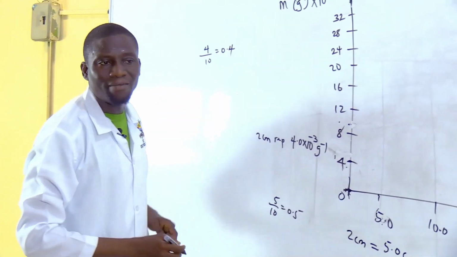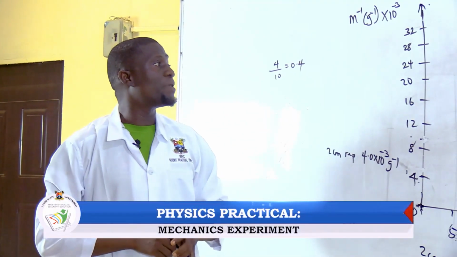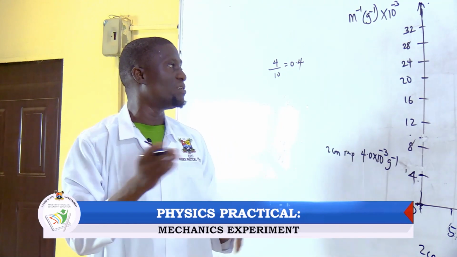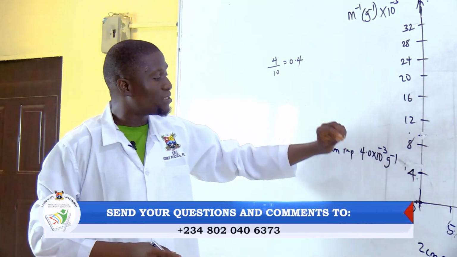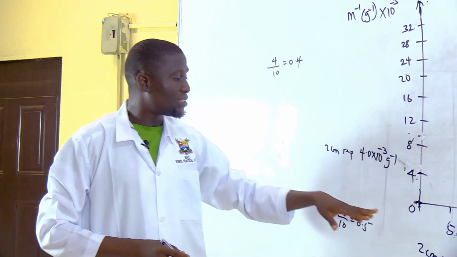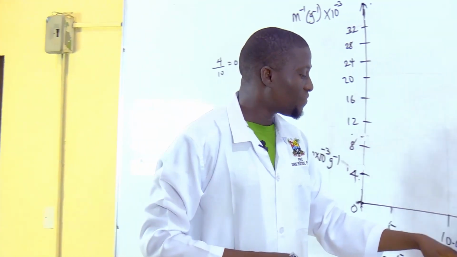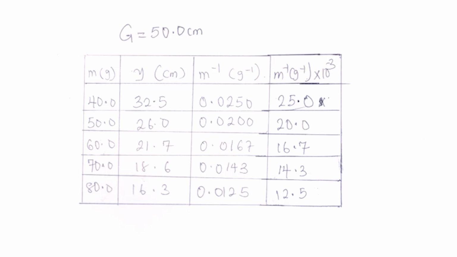So when I'm taking my readings, I must put all these into consideration, because it will not be easy to just look at 25 on the graph and draw 25, because I've spread out my scale from 0 to 4, 8, 12 on the vertical axis, 0, 5, 10, 15, like that on the horizontal axis. So the first point to plot is 25.0 times 10 raised to power minus 3 against 32.5.